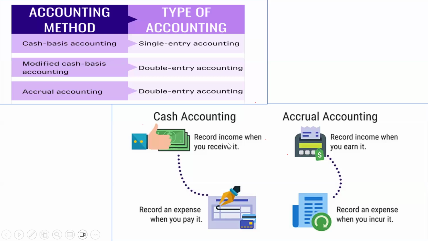If you receive some money from some other party, you don't record any other records; only when you receive the money will you record the transaction in your books of accounts. So that is the single entry system.